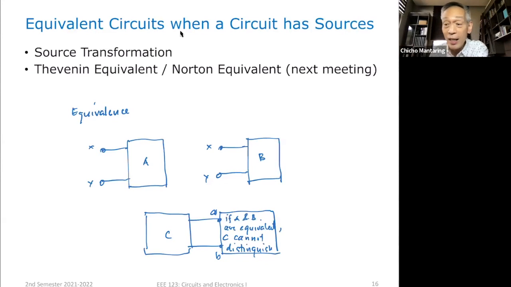And we studied equivalence before for resistive networks. So we studied equivalence where the contents of A or B were only resistors. So now, what if there are sources? What if A or B have sources in them? So that's what we're going to take up next. The first thing that we're going to take up is source transformation. And then in the next meeting, we're going to take up Thevenin equivalent and Norton equivalent. So today, let's just take up source transformation.